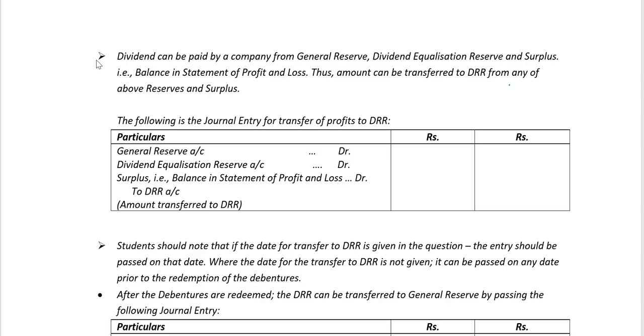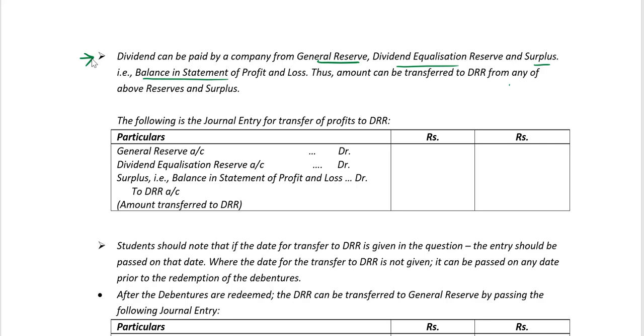Now, as per the Companies Act, DRR has to be created out of profits which is otherwise available for distribution as dividend, and dividend itself can be paid by a company from general reserve, dividend equalization reserve, or surplus, that is a balance in statement of profit and loss. So the amount can be transferred to DRR from any of these two reserves or even the surplus.